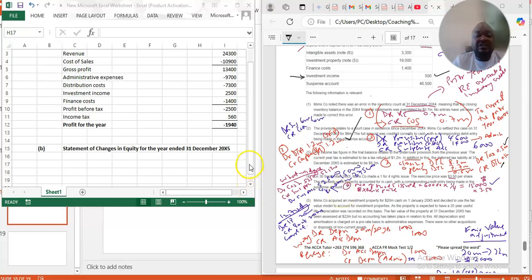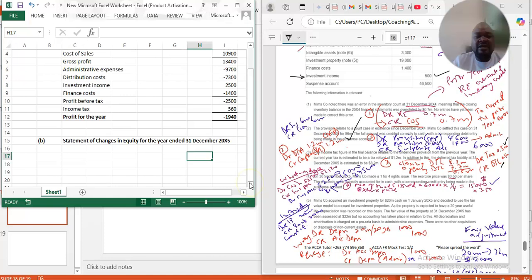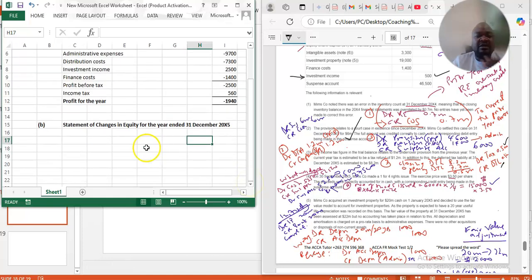Okay, so the statement of changes in equity, ladies and gentlemen, is a statement that is very simple. All right, you need to give it some headings. The first heading we can have here is the share capital. From the share capital, we have got the share premium. If there are other reserves, you can put those reserves, but the only reserve we have heard of so far is the retained earnings.